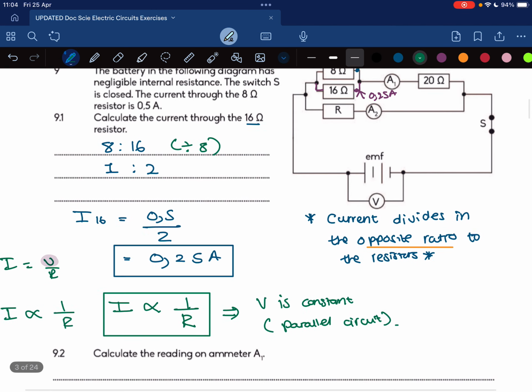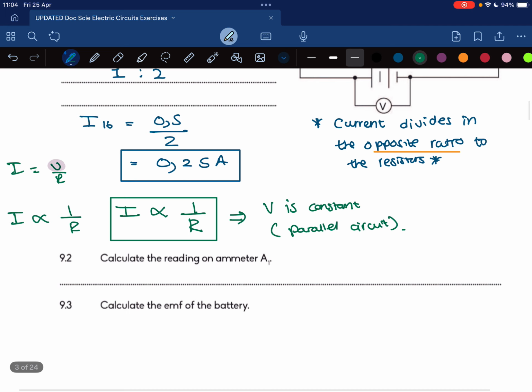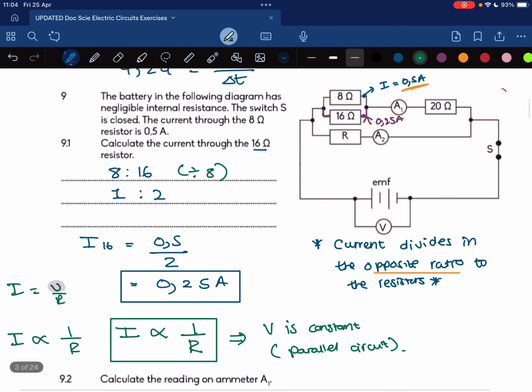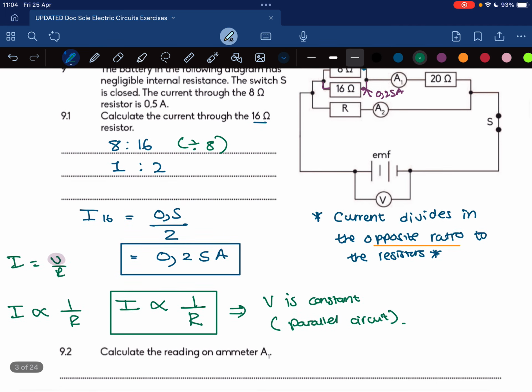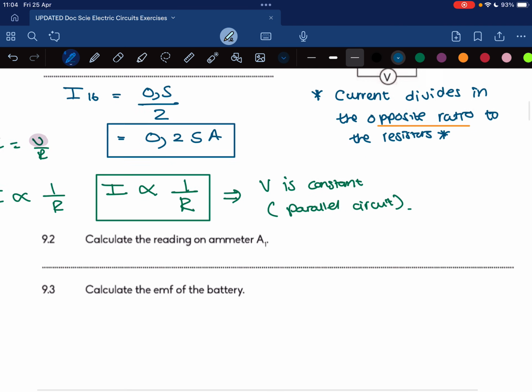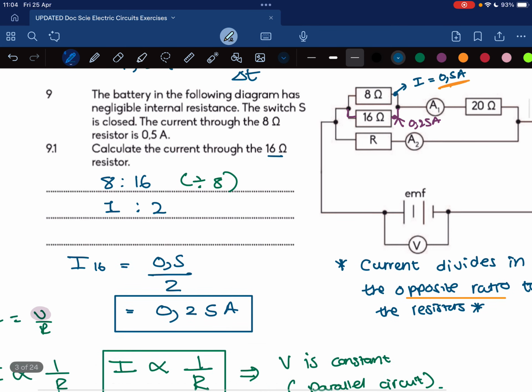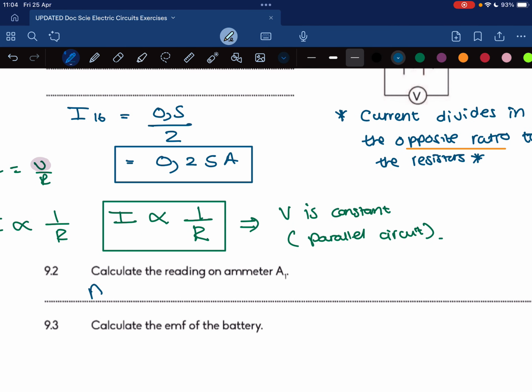Okay, so 9.1 is a little bit tricky. And then 9.2 says calculate the reading on ammeter A1. So ammeter A1 is quite easy now. All you have to do is just add the current. So you would say 0.5 plus 0.25.